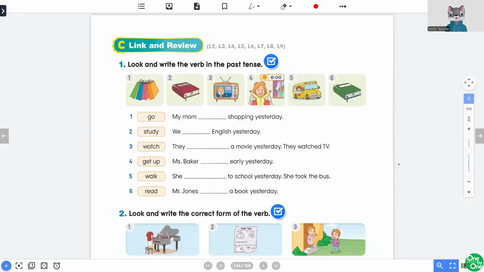All right, this is a review of lessons 2, 3, 4, 5, 6, 7, 8, and 9. We've done a lot, so let's go over and review this together, okay?